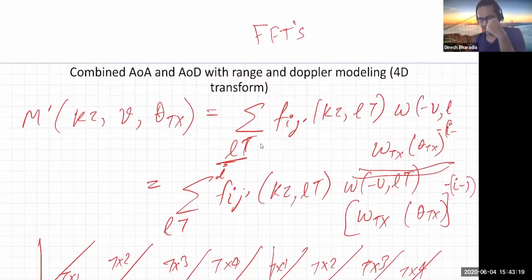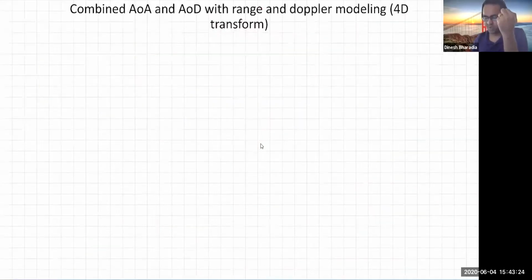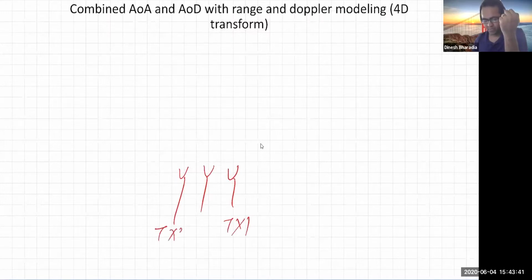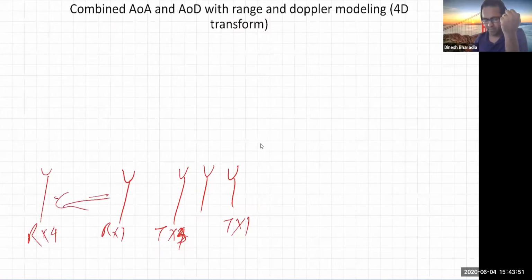What we really have, and then we can quickly go over the model. The model is very simple. We have multiple transmitters, TX1 to TX4 or 3 or whatever, and RX1 to RX4. The problem is that essentially you get these reflections back.